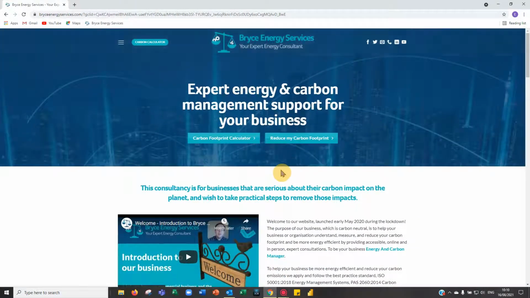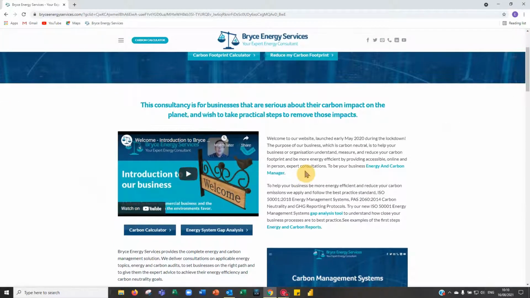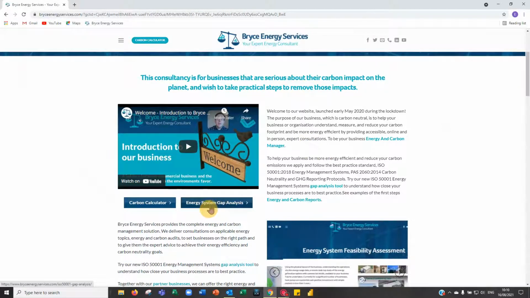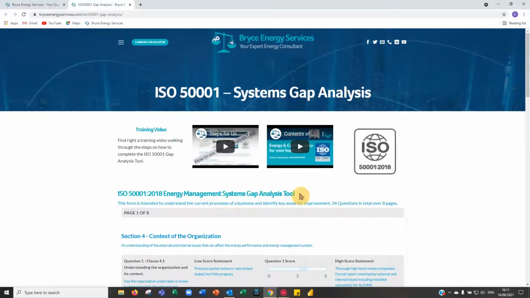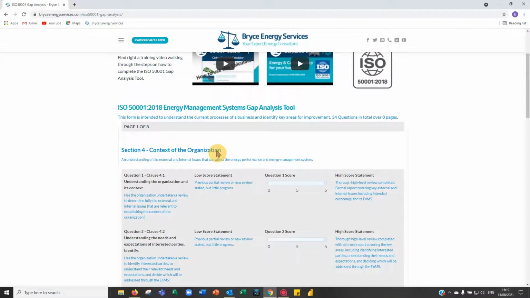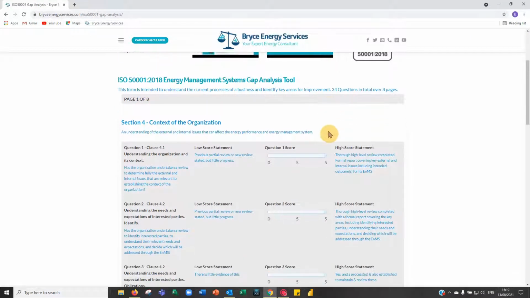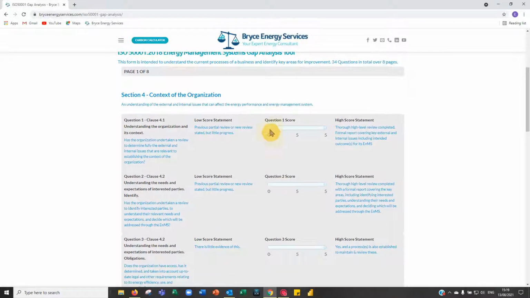But anyway, back to the top of the screen, you'll find links to our carbon footprint calculator if you've not already done that. But click directly to Energy System Gap Analysis. And that takes you to our ISO 50001 Systems Gap Analysis calculator. So it's 8 pages, unfortunately, 34 questions, and each question is scored 0 to 5.